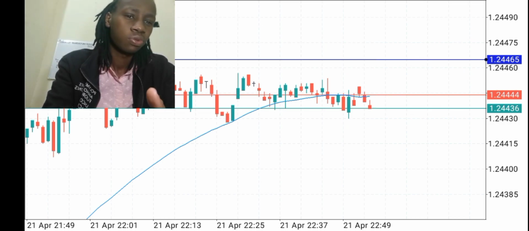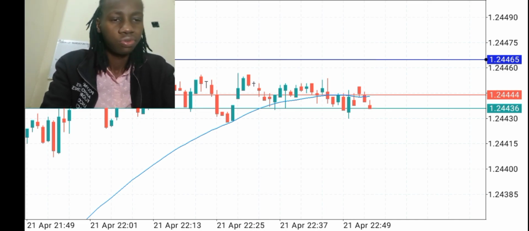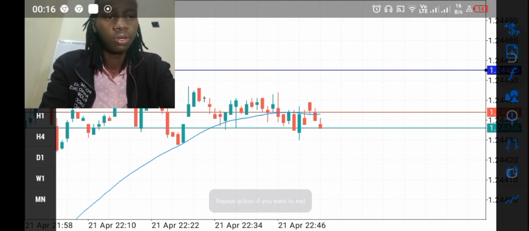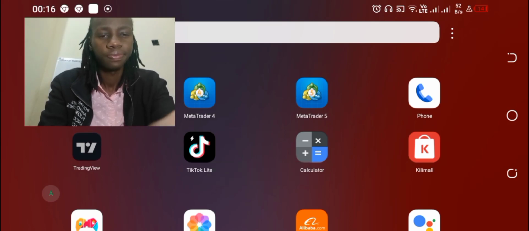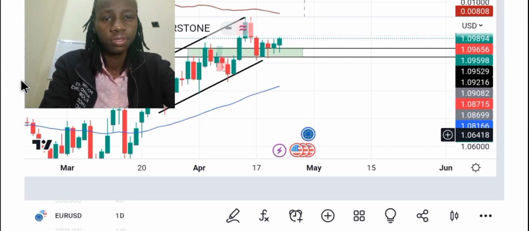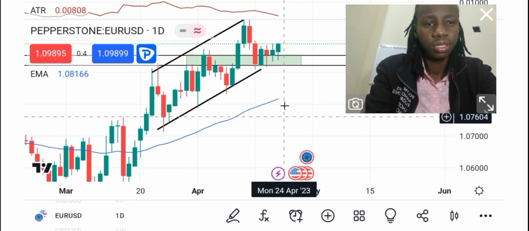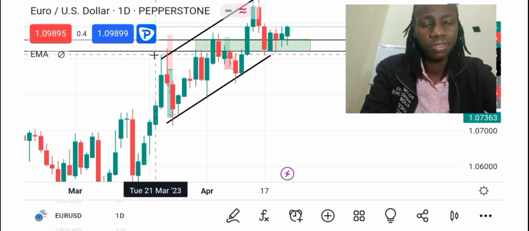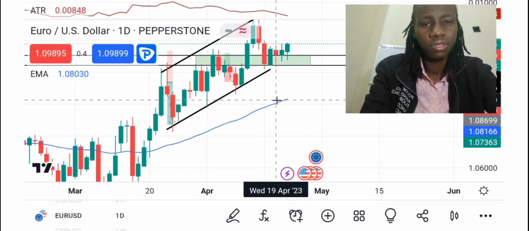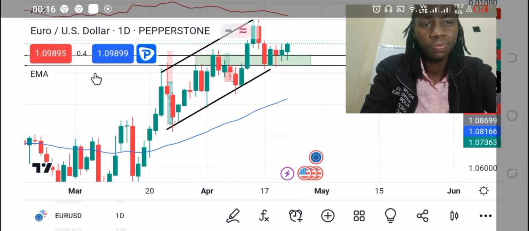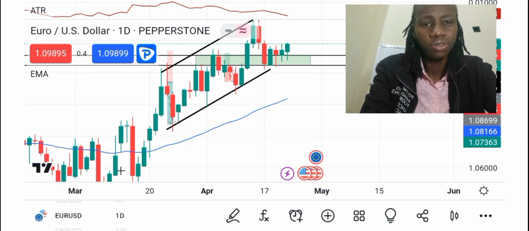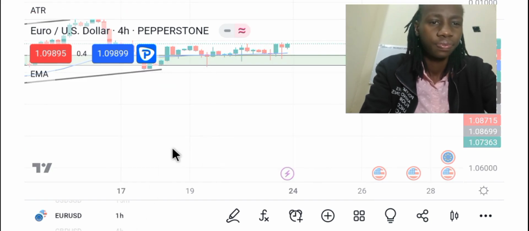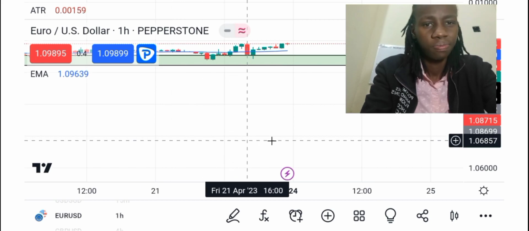The currency pairs I would advise a beginner trader to trade on are currency pairs with an ATR below 20 on the 1 hour time frame. An example is here. Using the TradingView, you have an indicator we call the ATR. So the ATR, this is the ATR you can see up here. On the 1 hour time frame, any currency pair that's an ATR below 20, that is a currency pair you can trade.